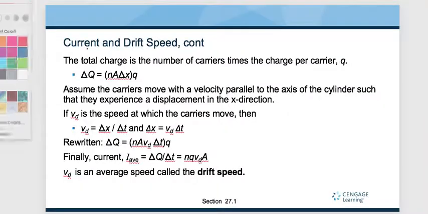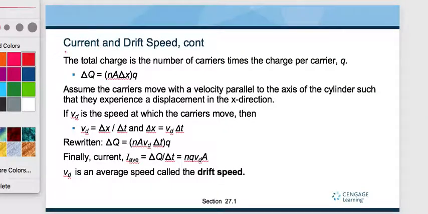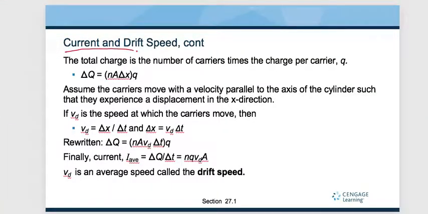We learned about current and drift speed. In particular, we learned about drift speed. So drift speed is the speed at which the carriers move. That's what we learned yesterday.